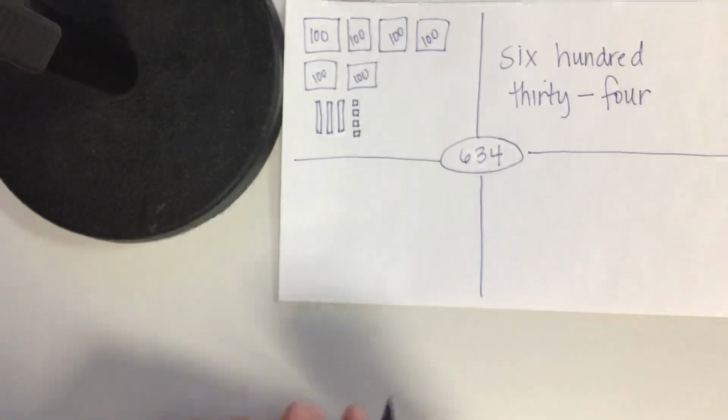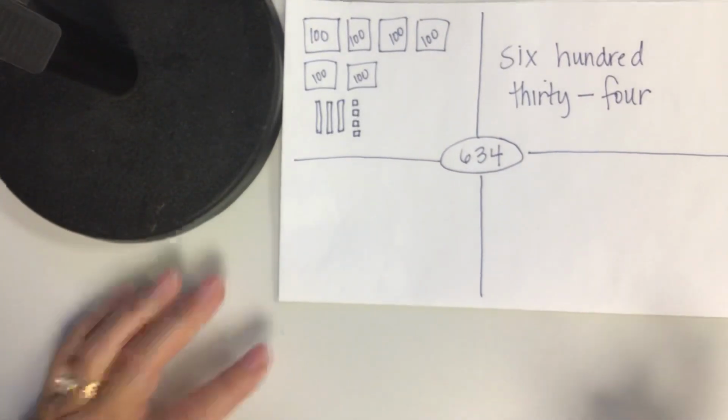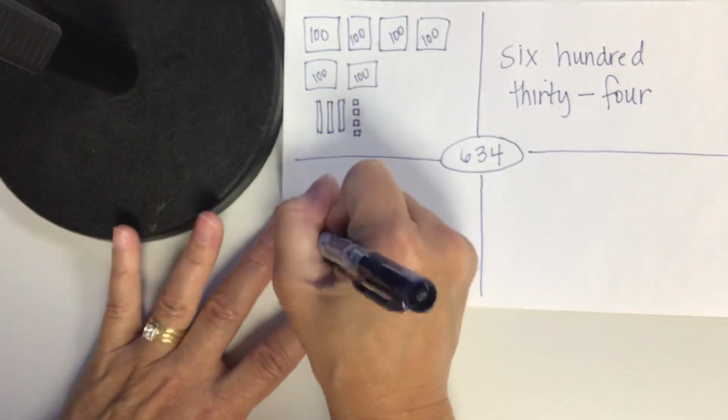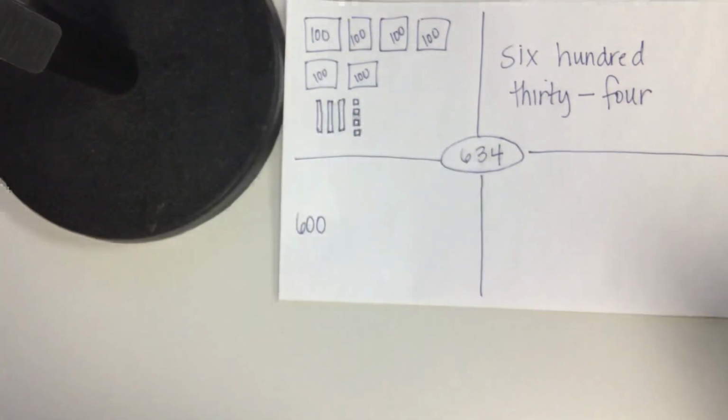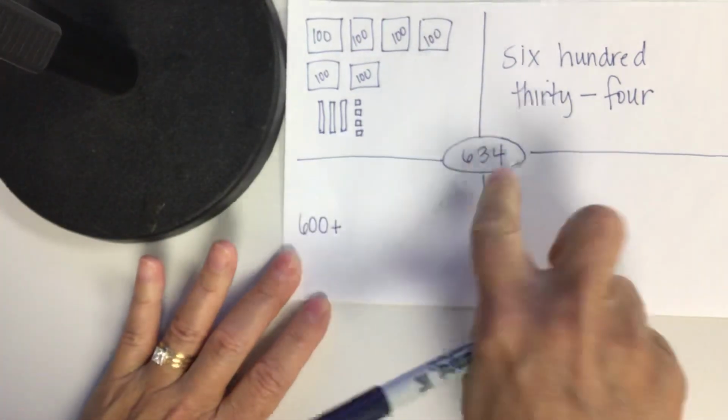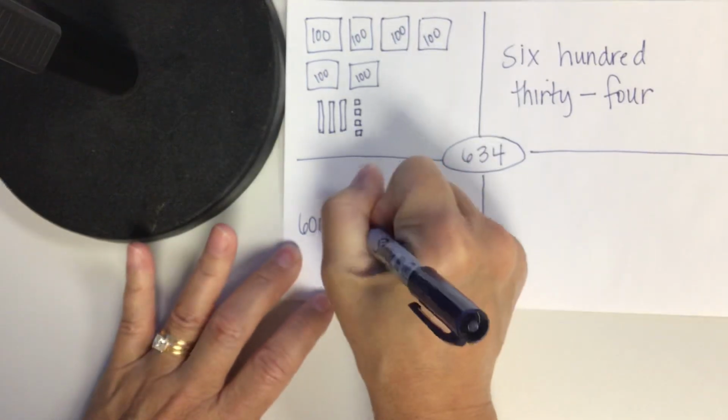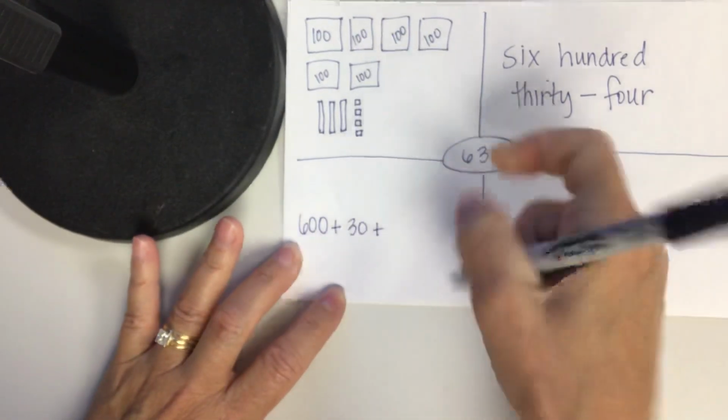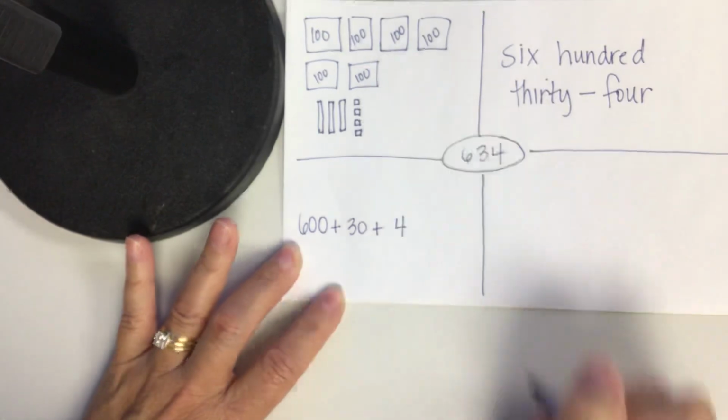Expanded form means I'm going to show the value of each digit. So if I have 600, I am pulling it apart. Plus the value of the 3 is 30. The value of the 4 is 4.